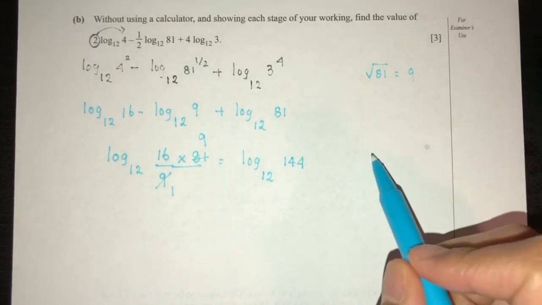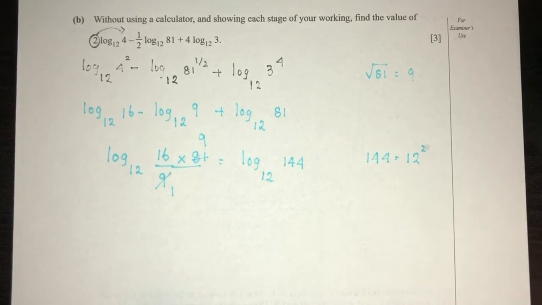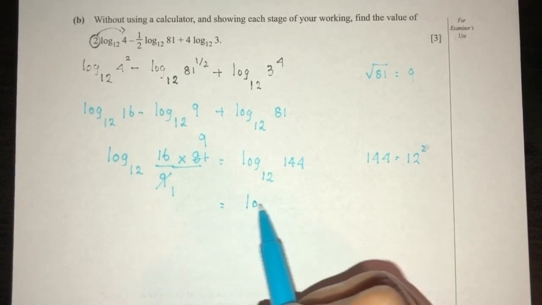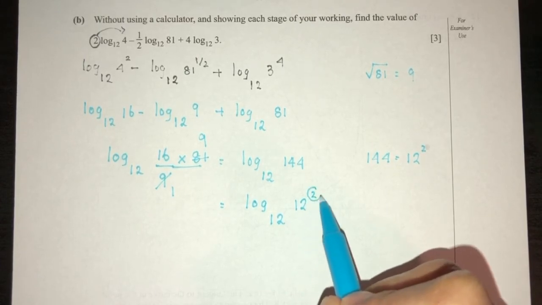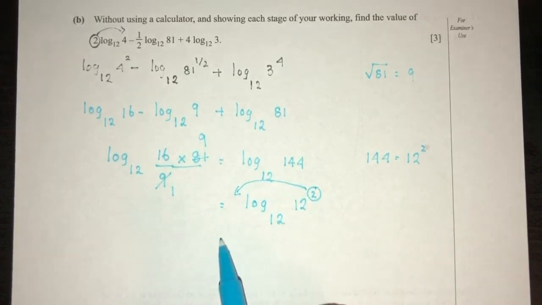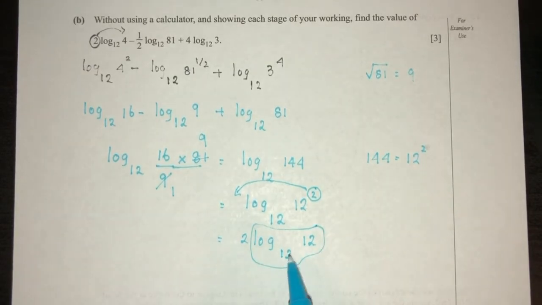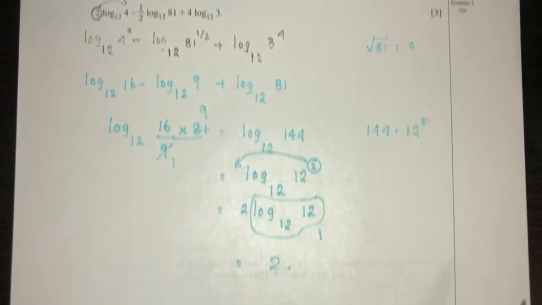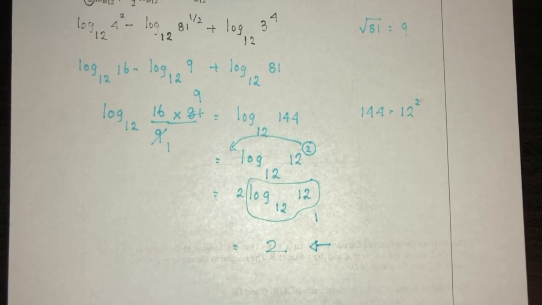So now you observe, what is 144? It is 12 squared. So you will have log base 12 of 12 squared. Now for the power, we can send the power to the beginning. You will have 2 log of 12. So now this value, because it is the same, it will become 1. So your answer is 2 times 1, that will be 2. So your answer will be a value of 2 for part B.